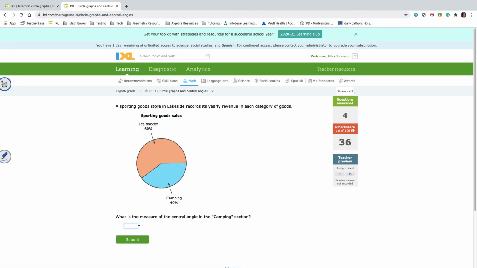So that's what you will keep doing, 360 times whatever the percentage is in order to find the central angle. If you have questions about this or anything else from today's lesson, please be sure to ask for some help. You're going to get to a score of 90 on both of these. But yes, ask questions as you need to.